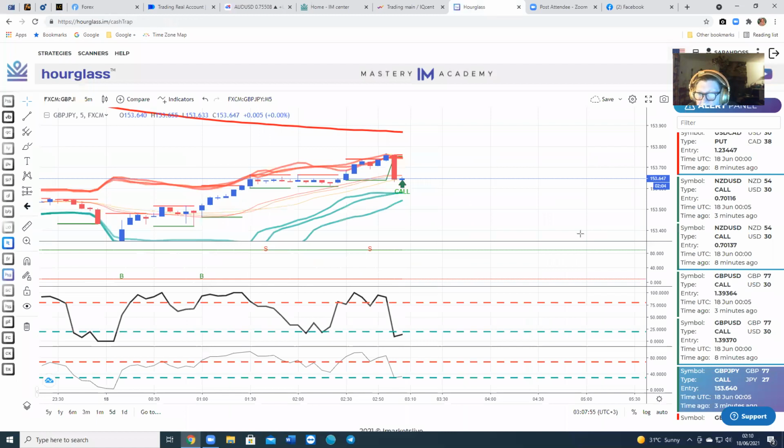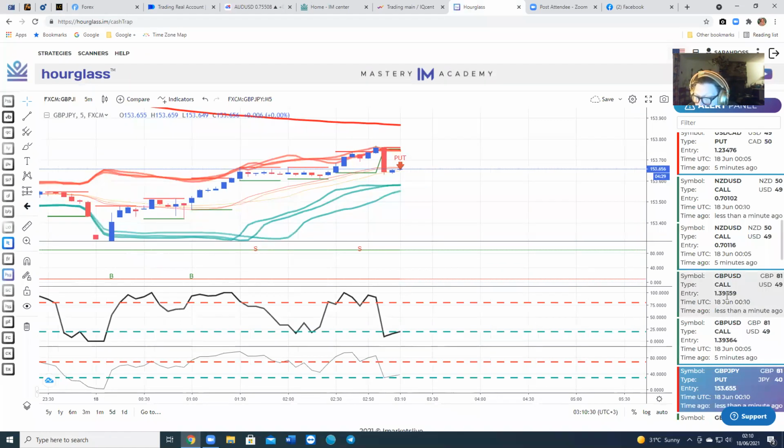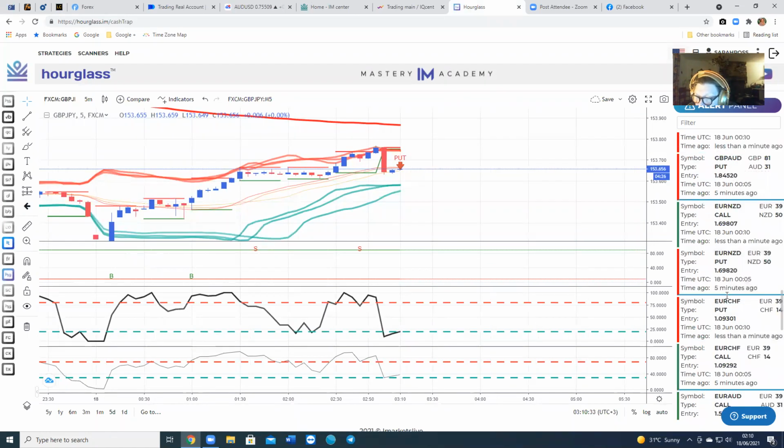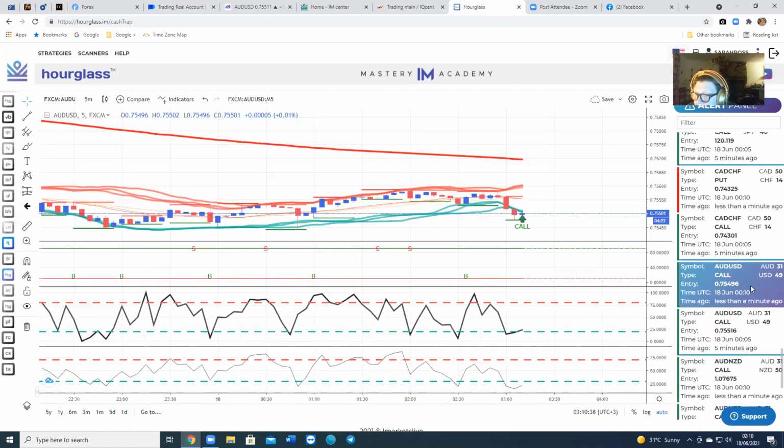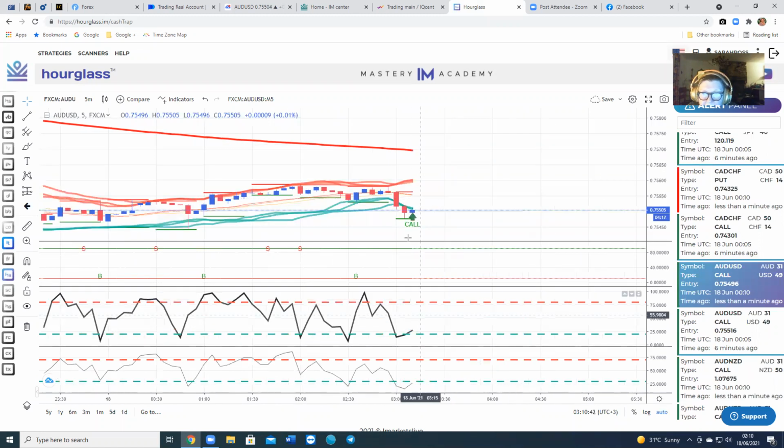on HourGlass. Yeah, I'm going to leave GJ. I don't really like the slow move on that, and I'm not too keen on that moving average above. I think it's turning. So Australian dollar 31, US dollar 49. It's given us a call.